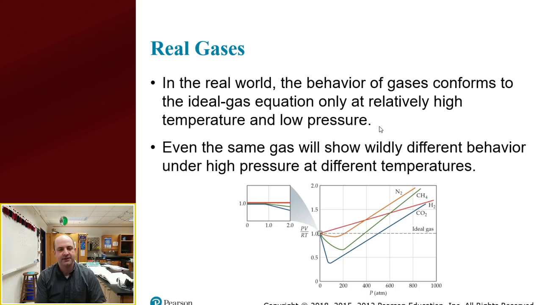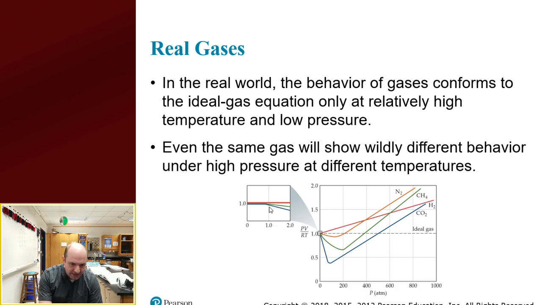So it depends on the gas. For low pressure, that also depends on the gas. But if you see here this little insert, this is graphing PV over RT, which should be equal to 1 for 1 mole of gas. And they're saying, well, what happens as we compare that to raising the pressure? Well, as you can see, at very low pressures, between 0 and 1, it's pretty good. It's right there equal to 1.